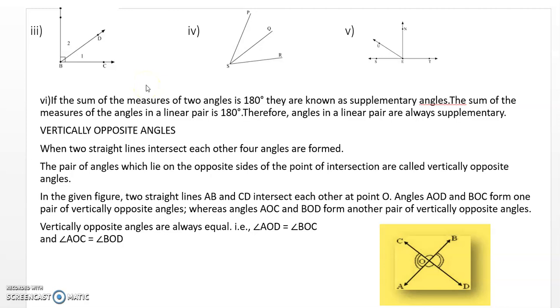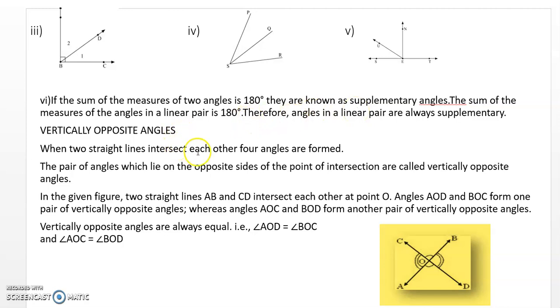Next, the sixth sum, it is given angles in a linear pair which are complementary. Once again, if the sum of the measures of two angles is 180 degrees, they are known as supplementary angles. The sum of the measures of angles in a linear pair is 180. Therefore angles in a linear pair are always supplementary.